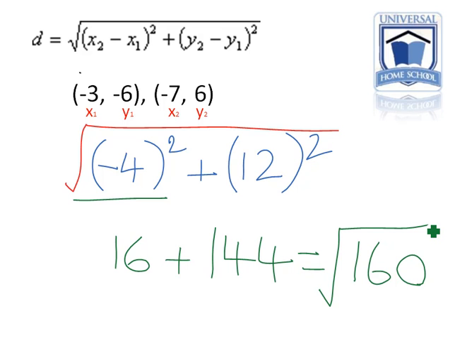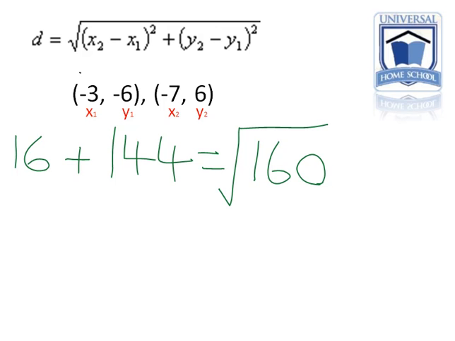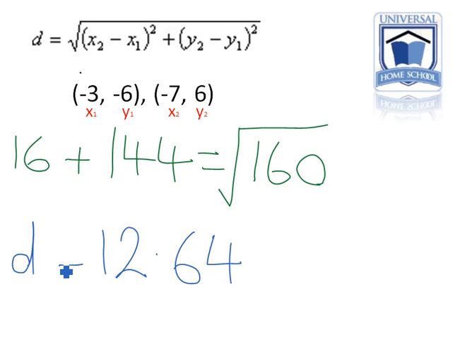Now, how do we work out the square root of 160? Well, by using a calculator, the square root of 160 would be 12.64. So the distance between the 2 points would be 12.64.